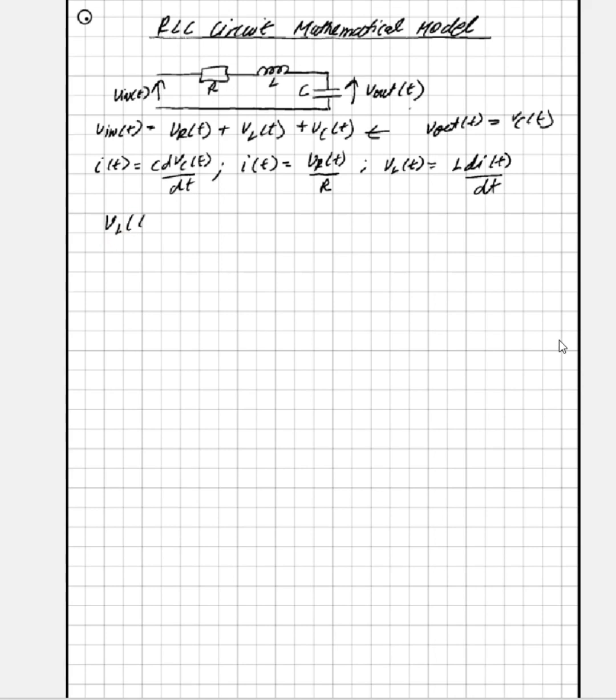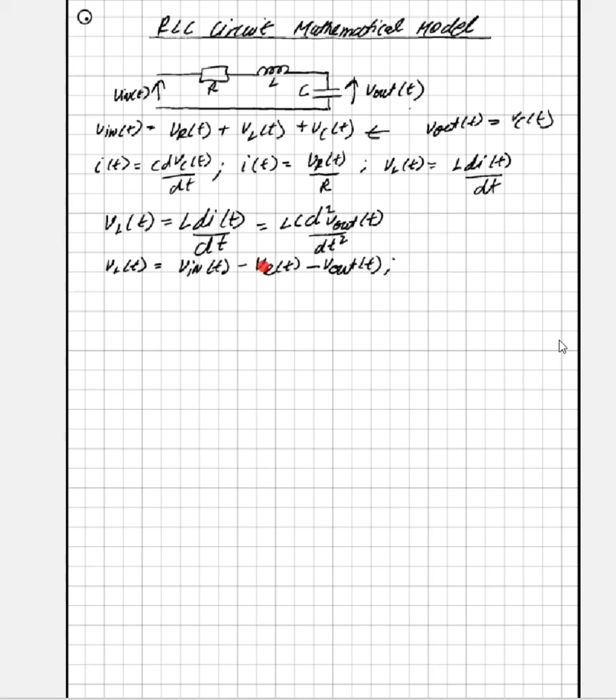So if we look at the voltage across the inductor, that's inductance times the change in current. We know that I of t is this equation. If we combine these two equations, we get the second derivative of the voltage output. And here, if we make voltage L the subject of this equation, we get VL of t is V in of t minus VR of t minus V output of t.